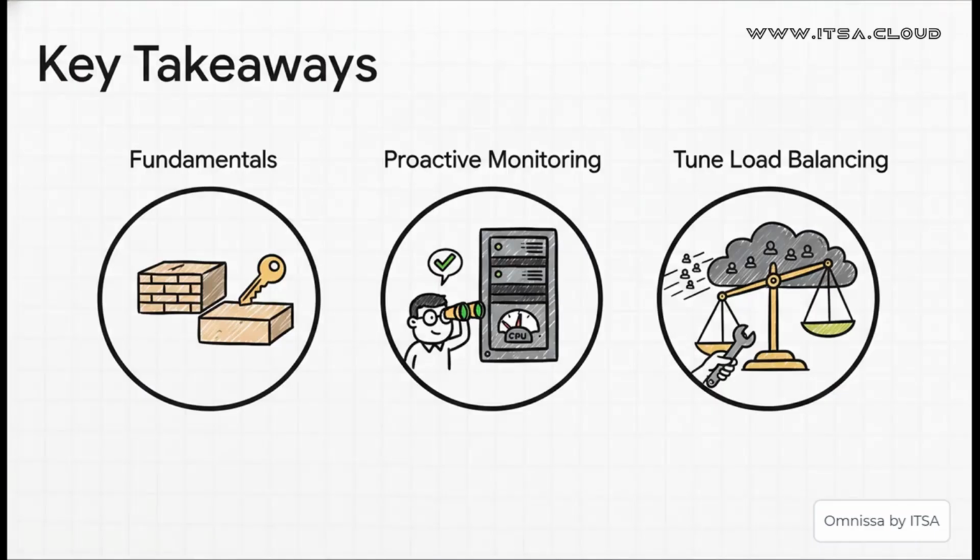So what are the big takeaways here? First, nail the fundamentals. Firewalls and licensing are such common points of failure, so check them first. Second, shift your mindset to proactive monitoring. You want to see problems developing before your users do. And third, really understand and tune your load balancing for your peak times. Don't wait for the storm to hit to see if your umbrella works.